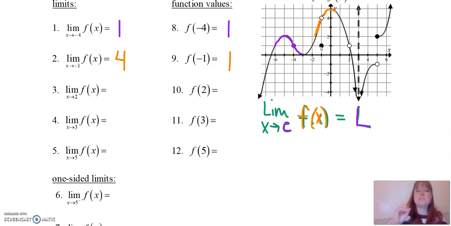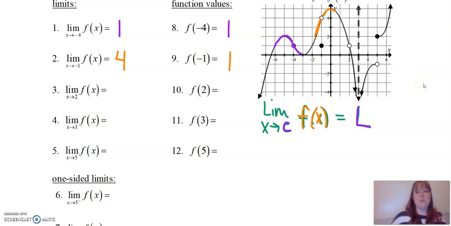But where is the graph approaching as x gets really close to -1? Well, it's approaching 4. So do you see how the limit and the function value are actually kind of two separate things? If the graph is continuous, the function value and the limit are going to be equal. When we've got a continuous graph, we just keep on going right through that function value. When the graph is discontinuous, your limit and your function value may not be the same.